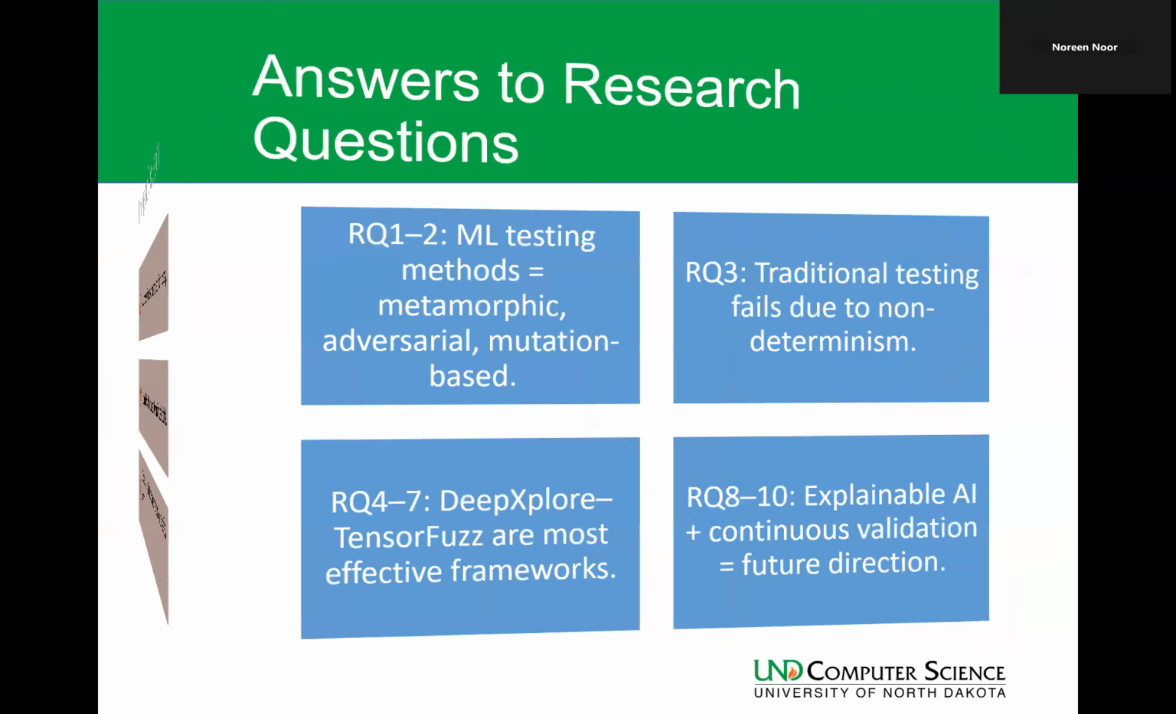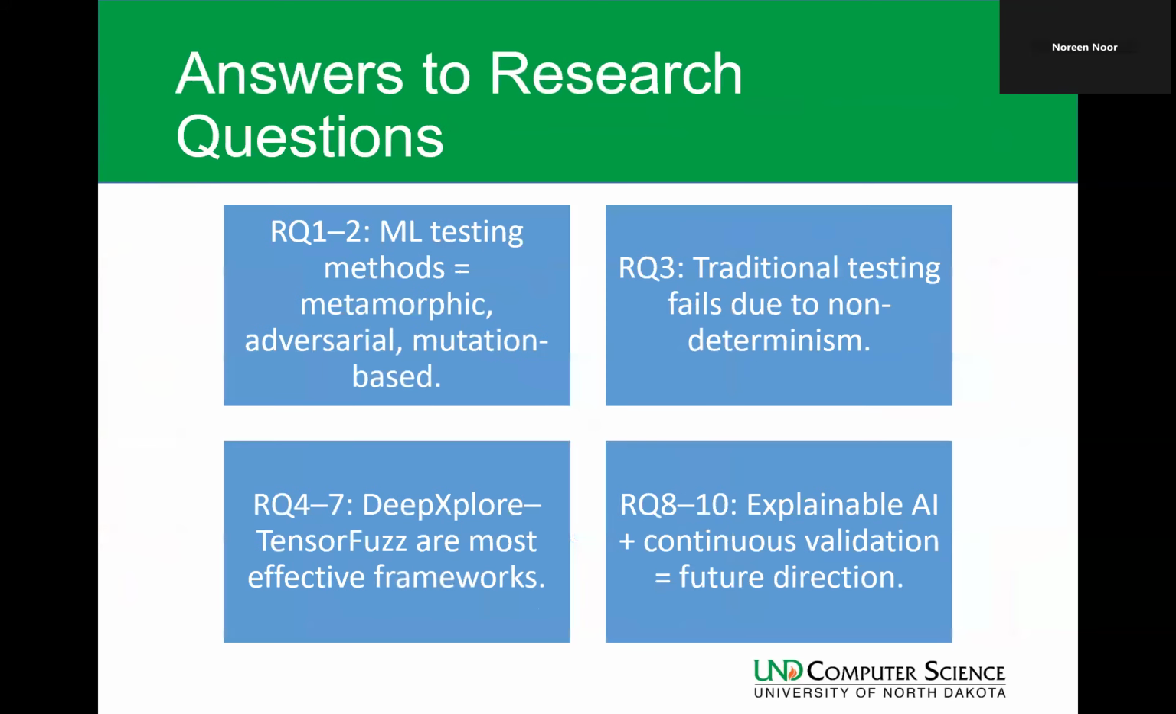And now I have a slide for the answers. So to wrap up my research part, here's how the main questions were answered. For the first two questions, the study found that machine learning testing methods are mostly metamorphic, adversarial, and mutation based. And traditional testing methods don't always work because machine learning models are non deterministic, meaning they can give different outputs even with similar inputs.